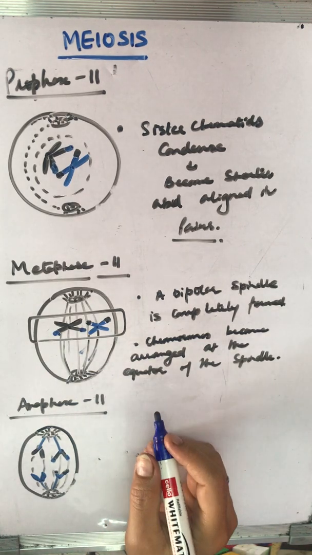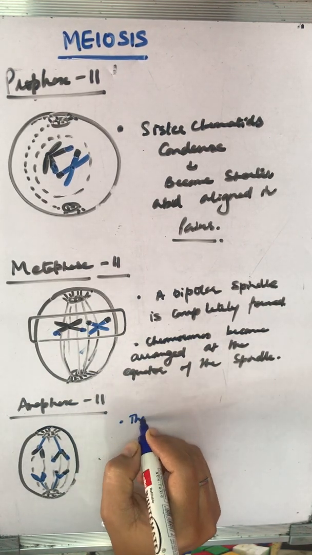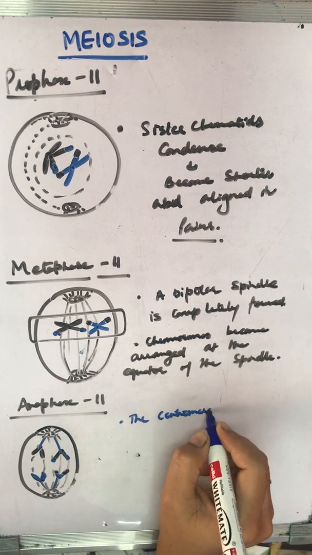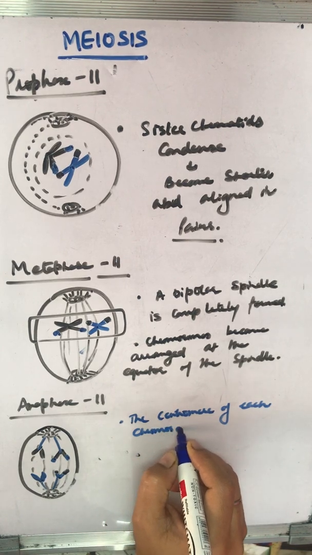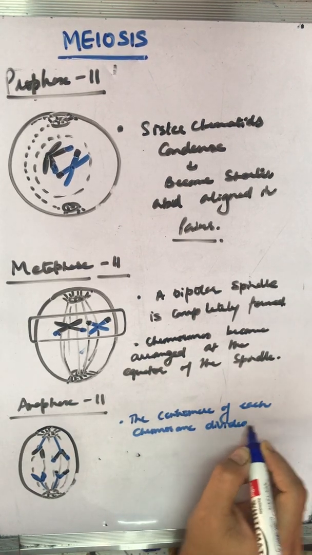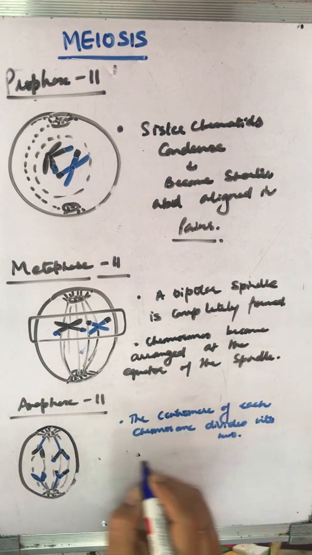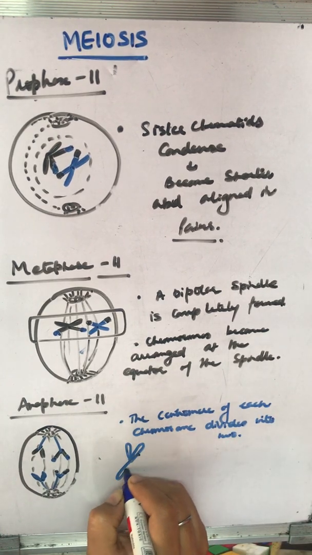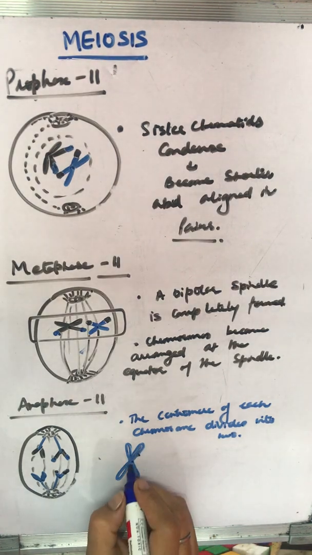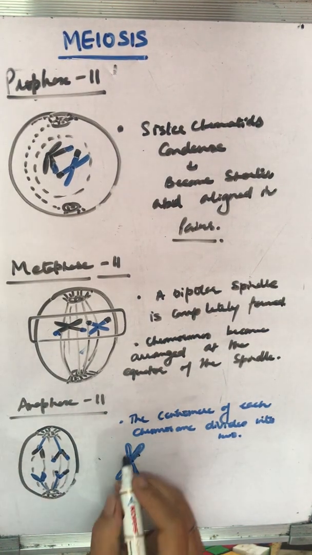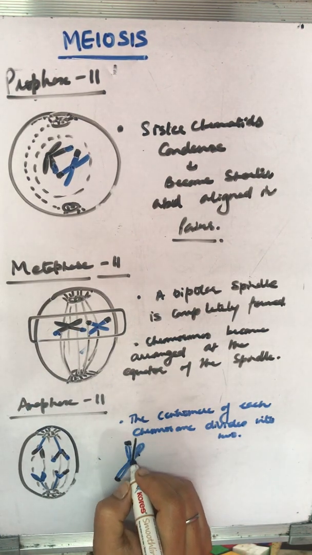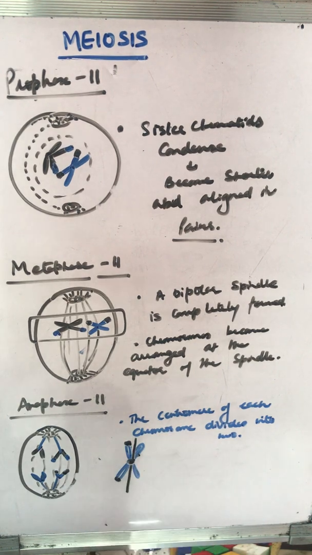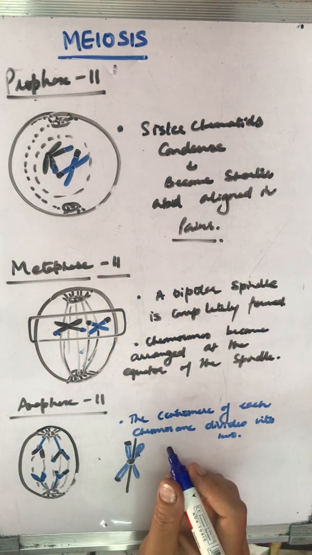The centromere of each chromosome divides into two. What does it mean? It means this. We had this now, and this is the centromere. We had this structure initially here, so it is going to divide into 2. The centromere is going to divide into 2. Okay, and the sister chromatids separate and move to the opposite poles.